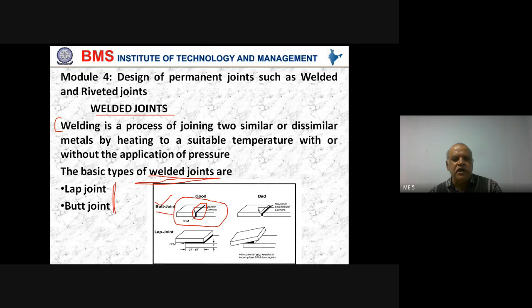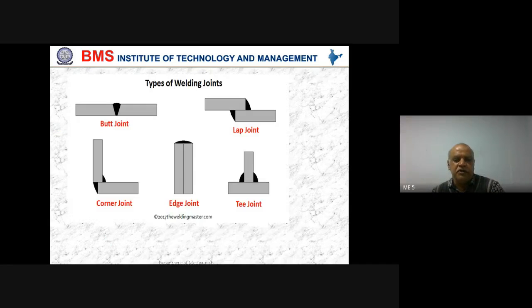And lap joint, wherein we will have overlapping of two metals, something like this. Can you see? So when you have two metals overlapping with each other and then we carry out the welding to join those two pieces of metal, then it is called lap joint. That is, overlapping with each other is lap joint, butting against each other is called butt joint, right? So in butt joint, the metal pieces to be welded butt against each other, whereas in lap joint, the metal pieces to be welded will be overlapping with each other, right? So that is called lap joint and butt joint.